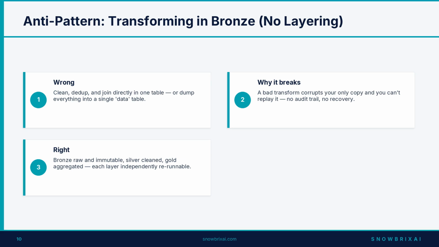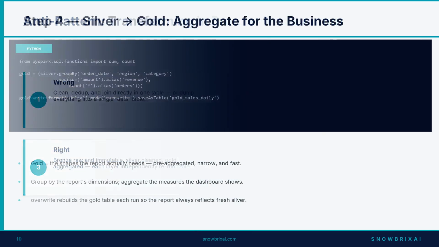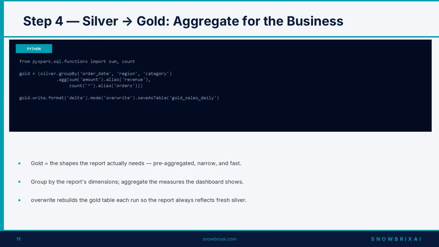Layering is not bureaucracy, it is your safety net. Step 4, silver to gold. We aggregate for the business. Gold is the exact shape the report needs. Pre-aggregated, narrow and fast. Take a look at the transform.